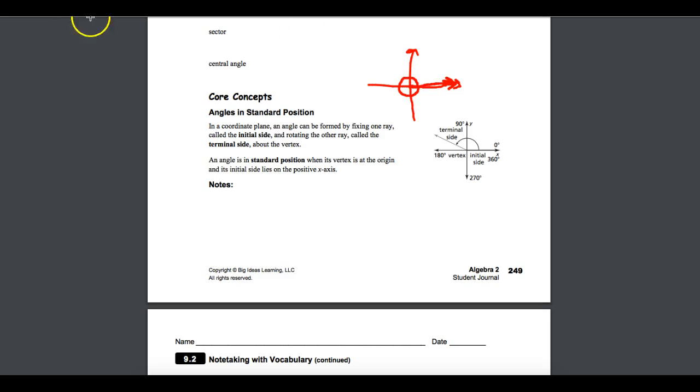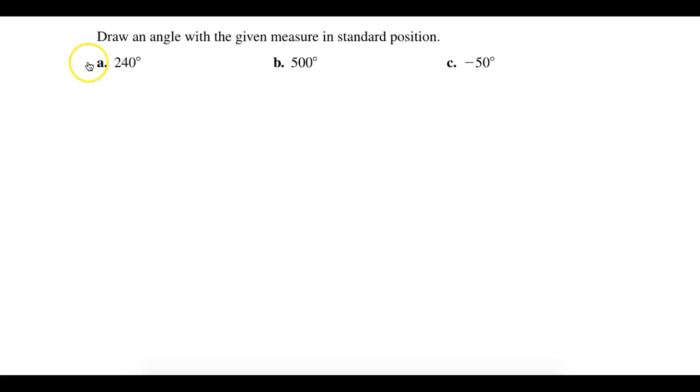Again, the key is to remember the initial side is the side that lies fixed on the positive x-axis. The terminal side is the other end of your angle. That's going to designate how many degrees you've rotated. Now, if you go back, you'll see that you can have angles that measure more than 360 degrees, and less than 0, so you can have negative angles. I'm going to show you what all of these look like to actually draw them.